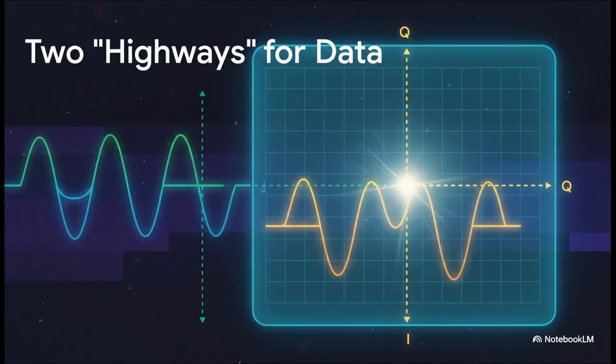The best way to think about it is like a graph. You've got your first wave, the in phase or I component. That's like your x-axis, your left and right. Then you've got your second wave, the quadrature or Q component. That's your y-axis, your up and down. By changing the amplitude of both the I and the Q waves, we can now define a unique point, a coordinate, on a two-dimensional plane.